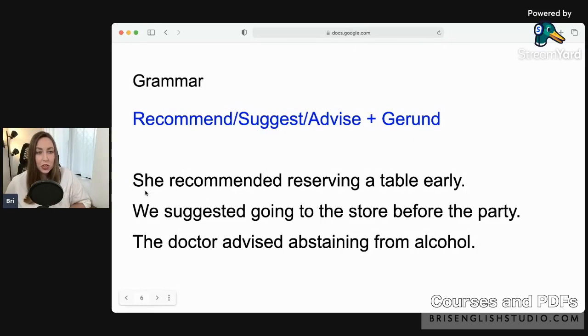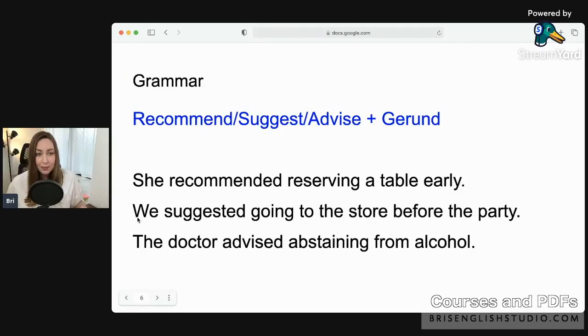So she recommended reserving a table early. So here reserving is a gerund. It acts as a noun. She recommended reserving a table early. Very good. Okay, so probably this is a table at a restaurant, reserving a table. You could also say she recommended booking a table early. We often use booking for restaurants.